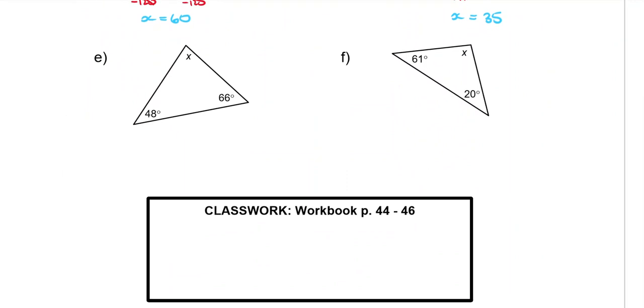Question E, making our equation, we have x plus 48 plus 66 equals 180. 48 plus 66 is 114. X plus 114 equals 180. Minus the 114, and we get x equals 66.